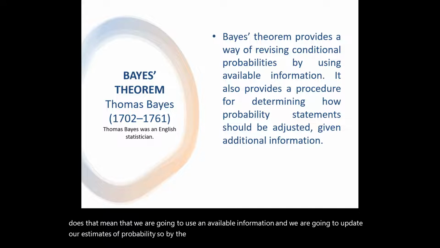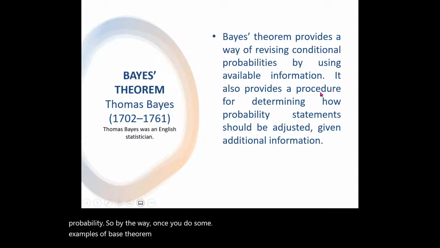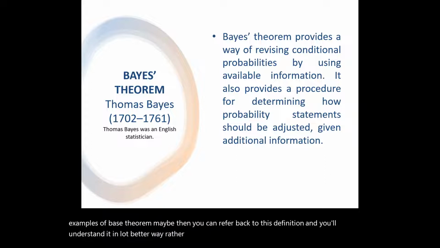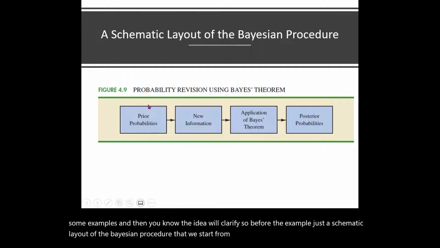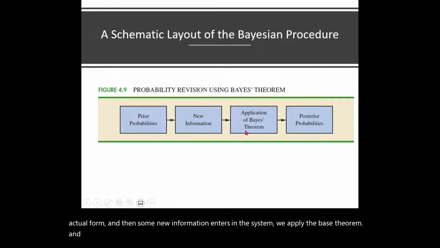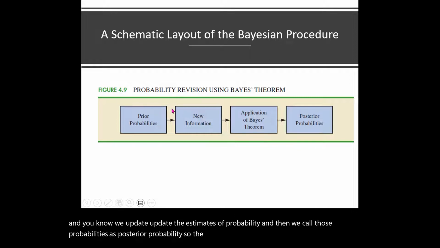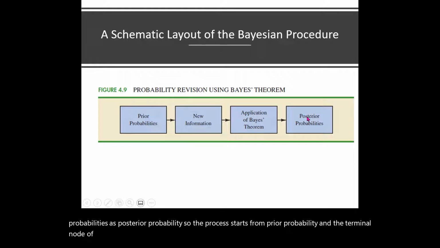By the way, once you do some examples of Bayes' theorem, maybe then you can refer back to this definition and you'll understand it a lot better, rather than me emphasizing it theoretically. So let's do some examples and then the idea will clarify. Before the example, just a schematic layout of the Bayesian procedure: we start from the prior probabilities, that is probabilities in their actual form, and then some new information enters the system. We apply Bayes' theorem, and we update the estimates of probability, and then we call those probabilities posterior probabilities. So the process starts from prior probabilities, and the terminal node of the process is the posterior probabilities.